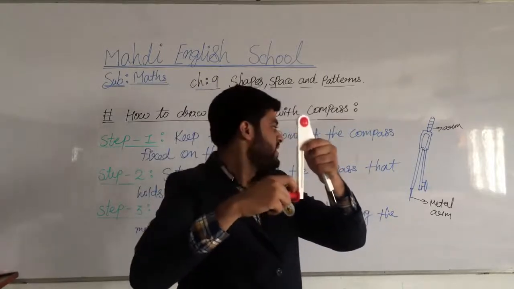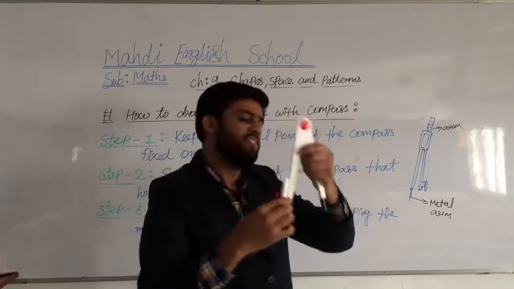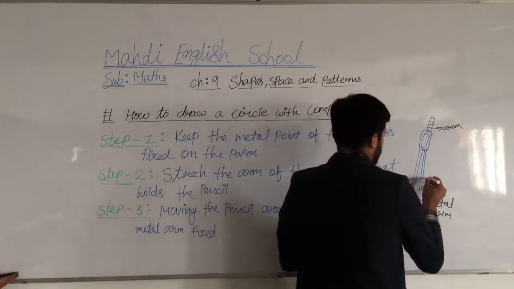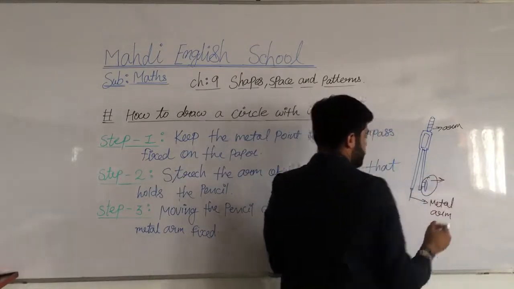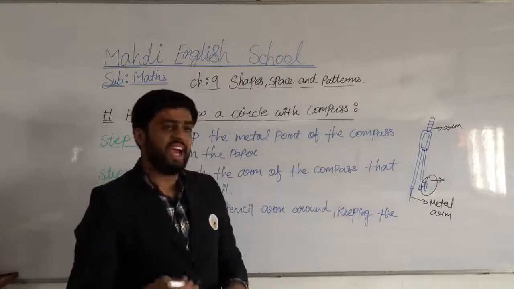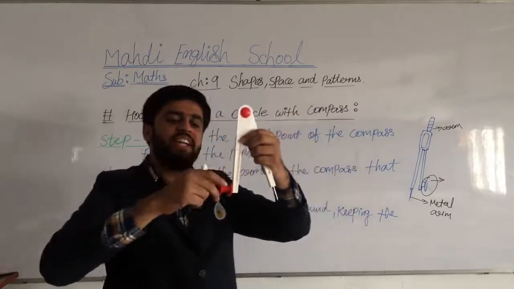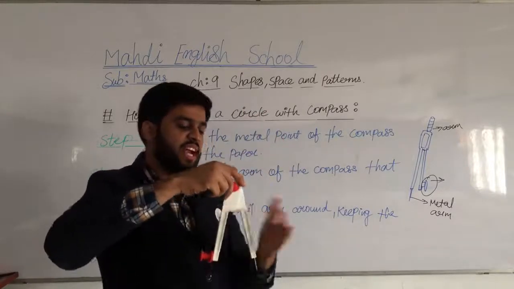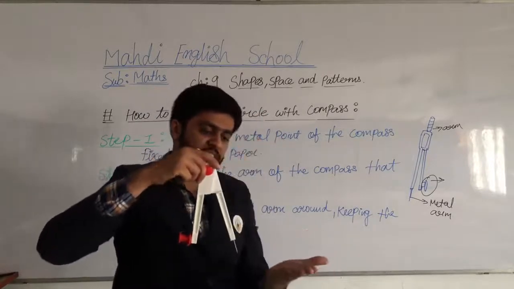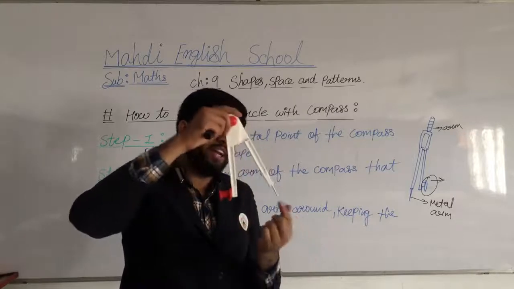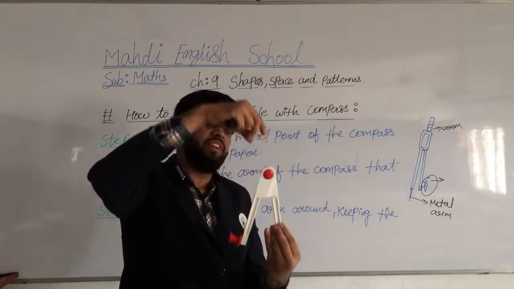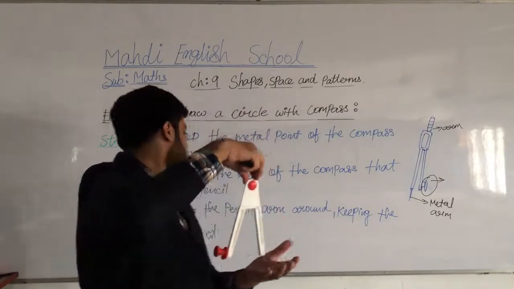Where do we have to attach the pencil? Here we have to attach the pencil. See, this is the part where we have to attach the pencil. Okay, we have to attach that pencil here properly, and then we fix that. Then on the paper, we fix the metal point here, and then here we hold the arm.